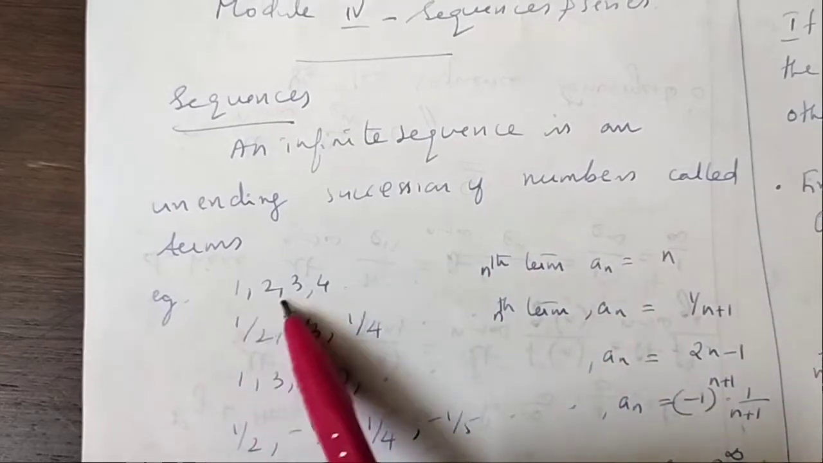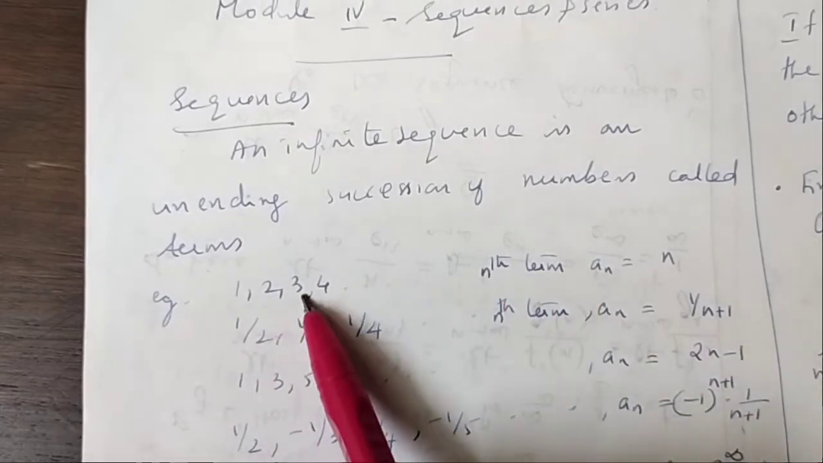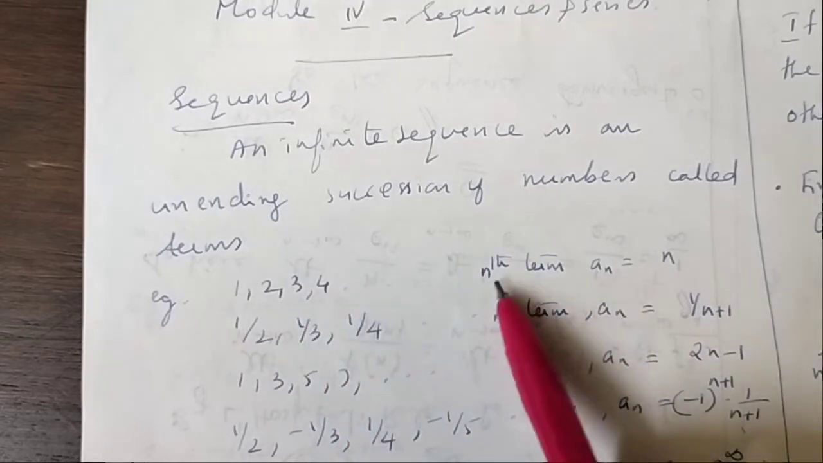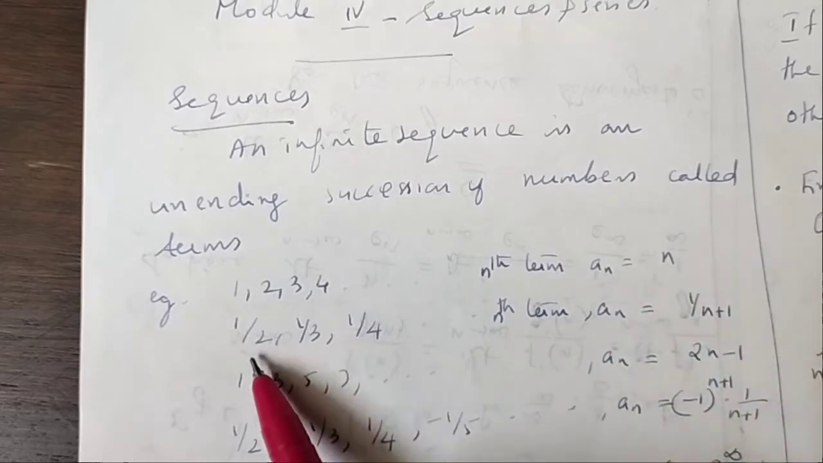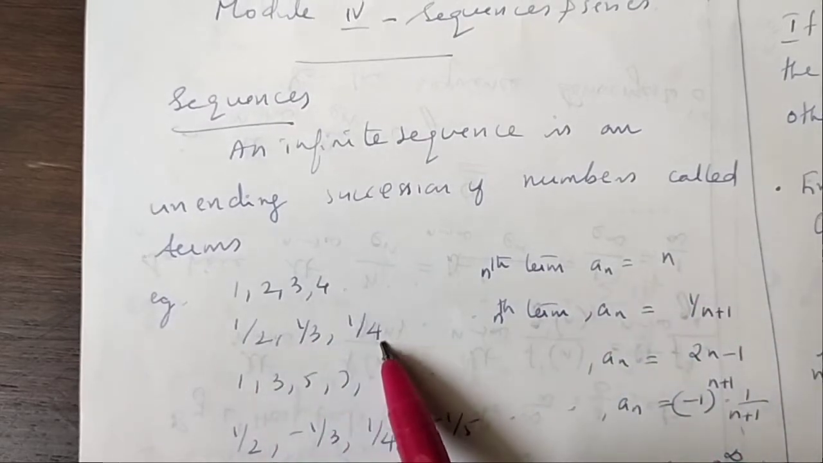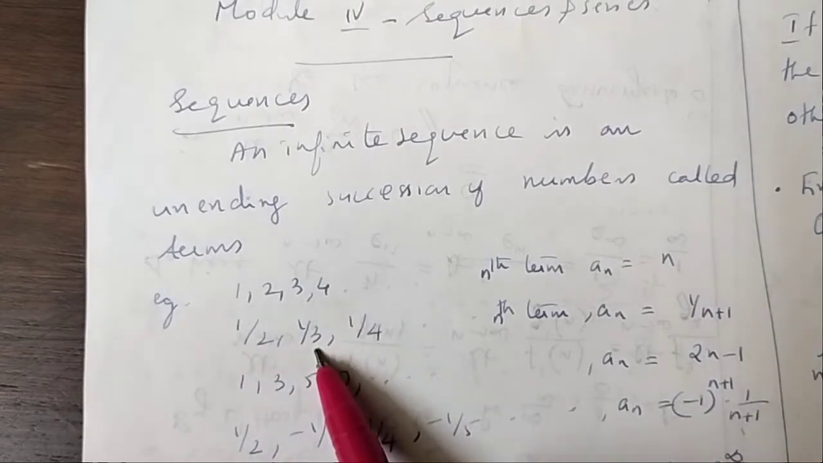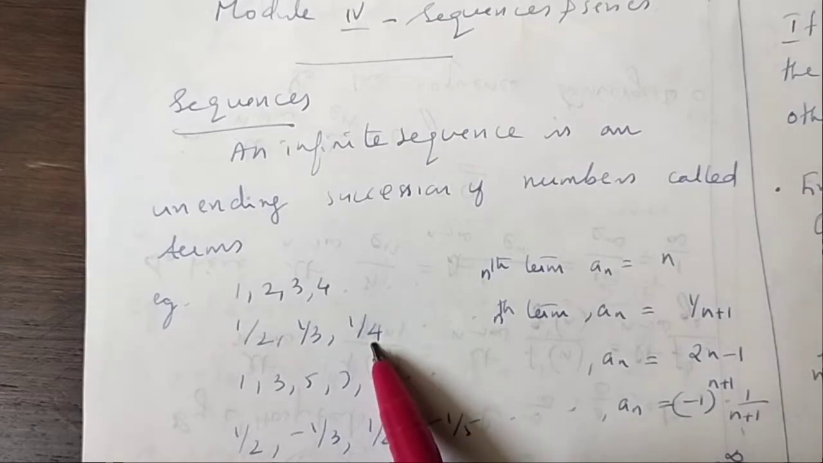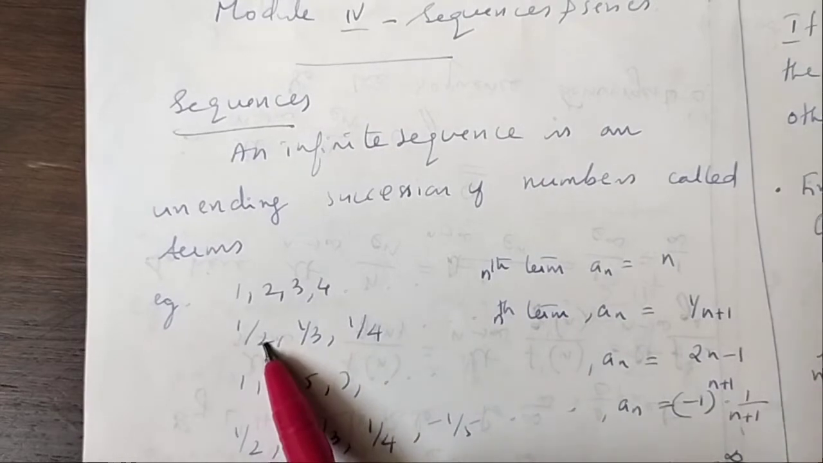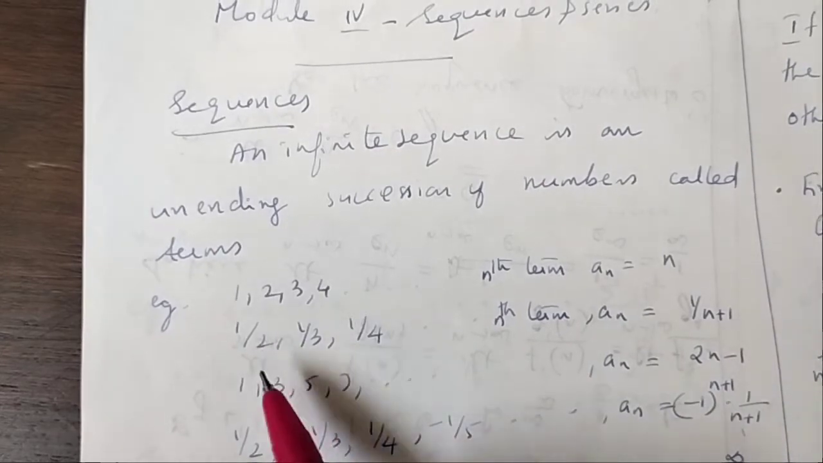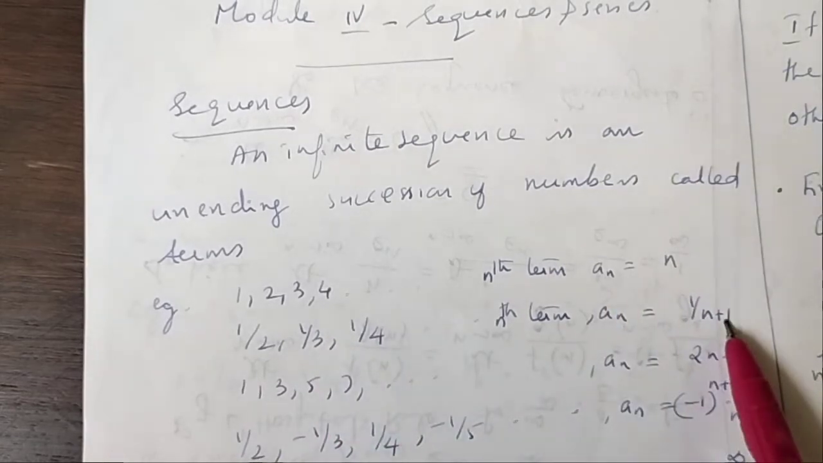So for example 1, 2, 3, 4, etc. First term is 1, second term is 2, third term is 3, etc. What is the nth term? It is denoted by a_n, it is equal to n. Then for next example 1 by 2, 1 by 3, 1 by 4, etc. So first term is 1 by 2, second 1 by 3, third term is 1 by 4, etc. So which is the nth term? The denominators are 2, 3, 4, so the nth term will be 1 by n plus 1.